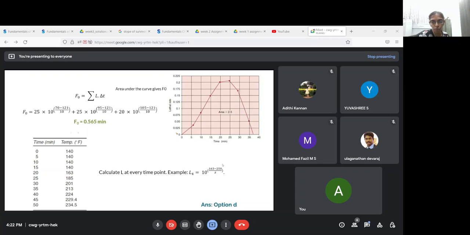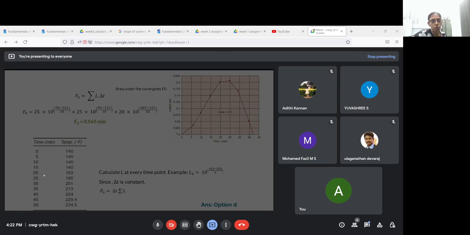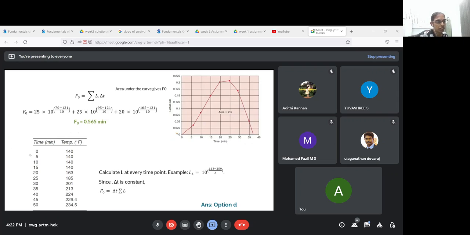So you'll calculate L4. Similarly, you'll calculate for every single temperature point. So after you calculate L, in this particular problem, you'll see that all the time points are equally spaced. That is, there is a 5-minute interval gap. So since delta T is constant, you can have F naught equal to delta T into summation of L. So you will calculate the lethality rate at every single time point. You will sum all the lethality rates up, that will give you sigma L, and then multiply by delta T, which is 5 minutes here. That is how you calculate F naught when you don't have time intervals.